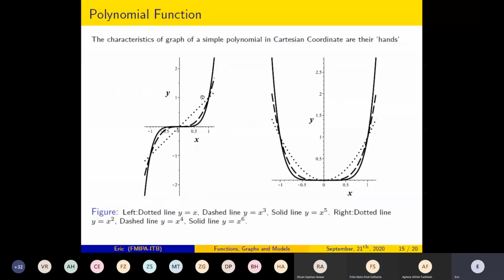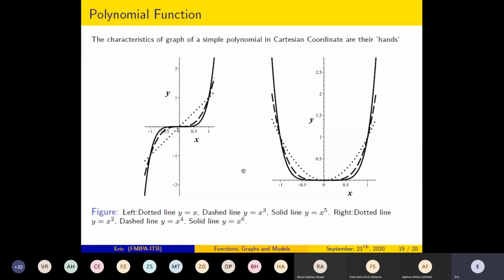So the polynomial function, just a little bit. The dotted line is y equals x. The dashed one is x cubed, I think. Dashed line, x cubed. And the solid one is x to the 5. So you can see in general, if you have x with odd power, you have something like this. Some of the hands go down, some go up.